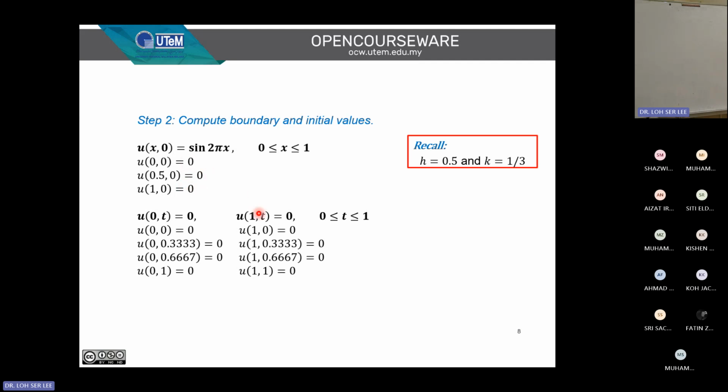And for the boundary conditions, we have 4 different values of t, from 0 up to 1 with a step size of 1/3. No matter what your t value is, the right hand side value remains all zeros.